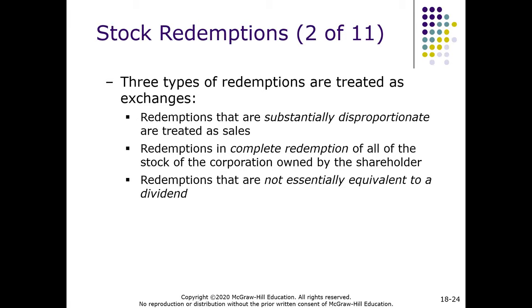Stock redemption, there's three types of redemption. There's redemptions that are substantially disproportionate or treated as sales, redemptions in complete redemption of all stock of the corporation owned by the shareholder, and redemptions that are not essentially equivalent to a dividend. And we'll examine all three types of those here.